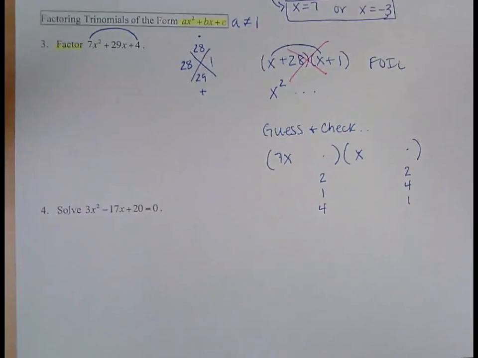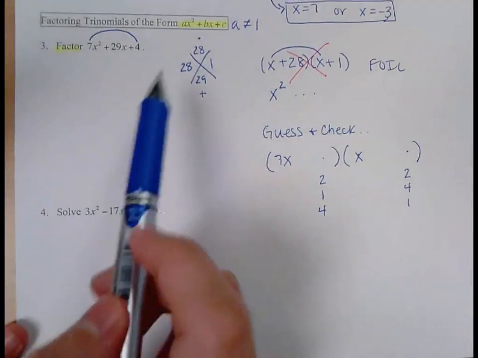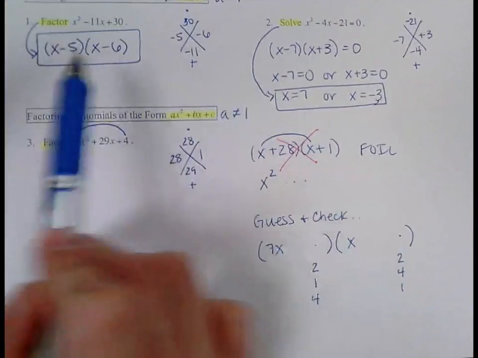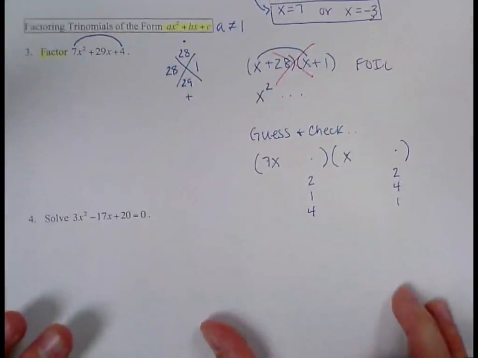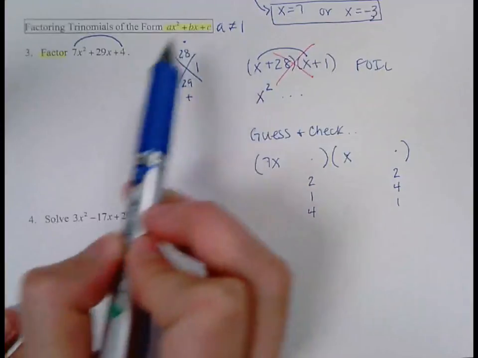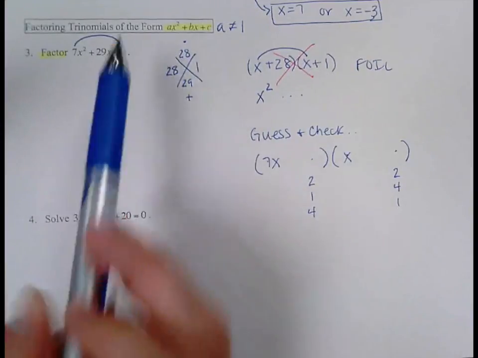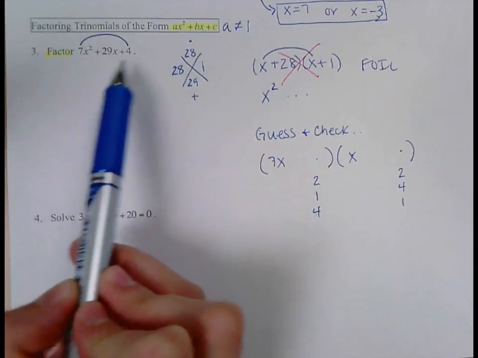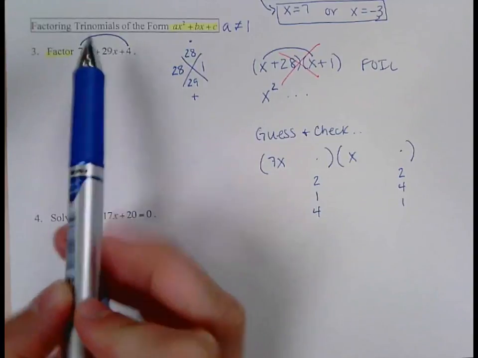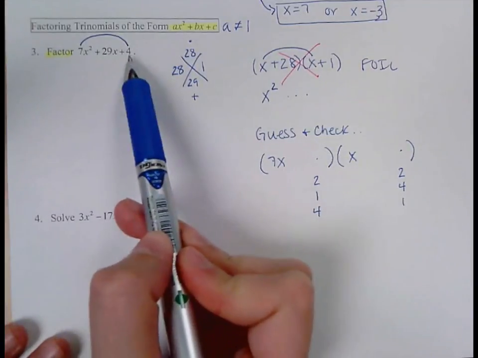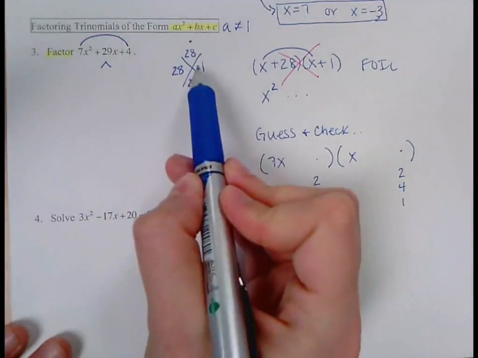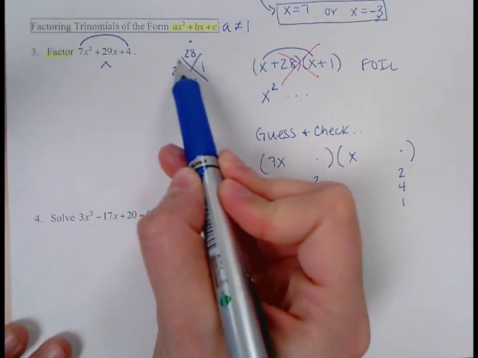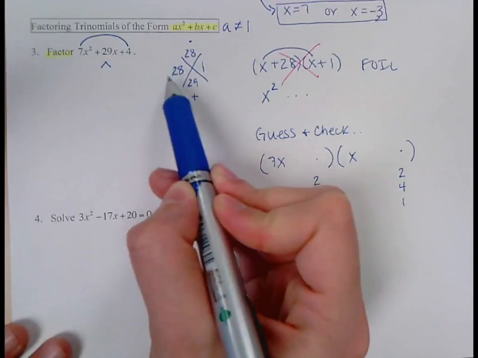The other way you can factor without having to guess and check, and you could also use this method for the 2 we did above, this is just an easier case when your a value is 1, is to use the diamond we already came up with. So what I'm going to do is rewrite this trinomial. I'm going to keep the first and the last terms, but I split my middle term using the 2 values I got in my diamond, the 28 and the 1.